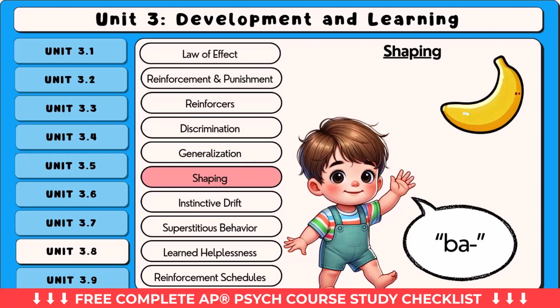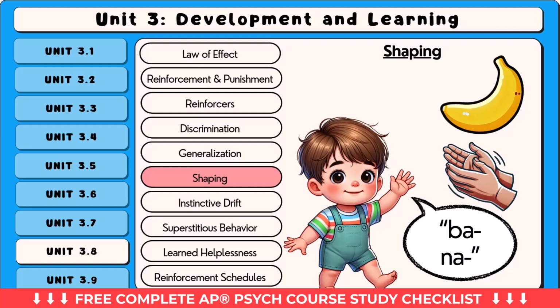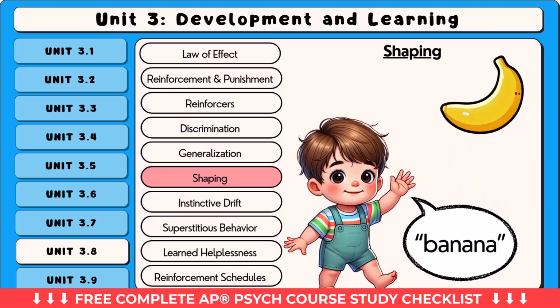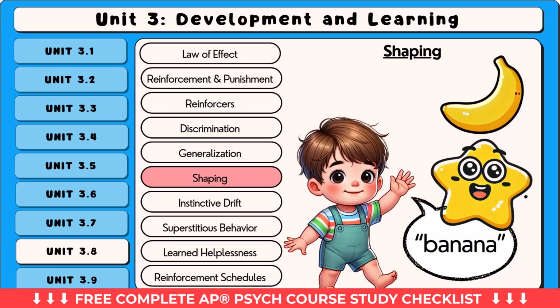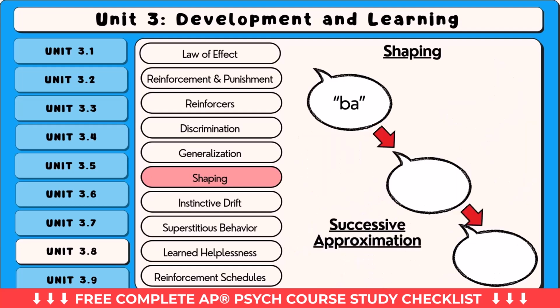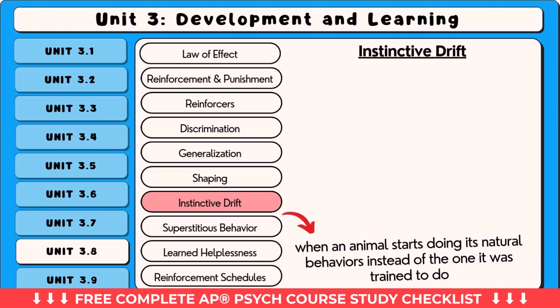At first, the child might only say, buh. You smile and clap to show that it's a good start. After some time, they say ba-na, and you cheer again. Finally, they say the full word, banana, and you give them a big hug or a sticker. Each of those small improvements, ba, then ba-na, then banana, are successive approximations. You're shaping their behavior by reinforcing each step that moves them closer to saying the full word.